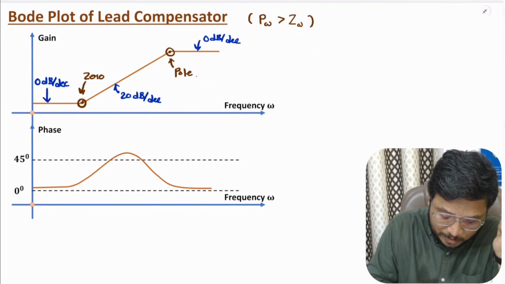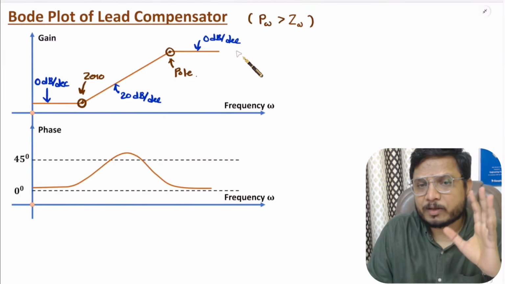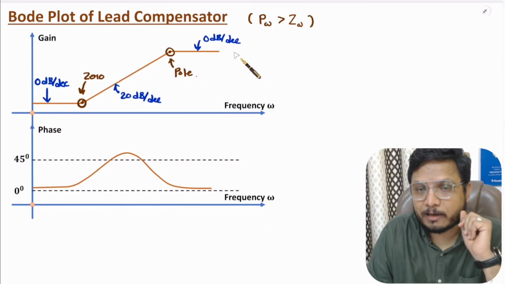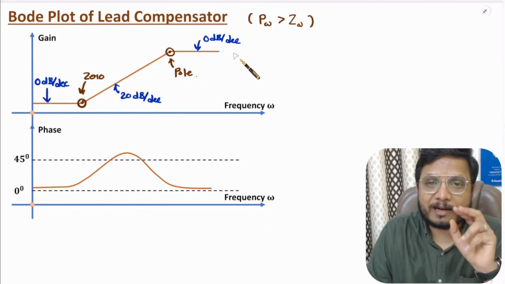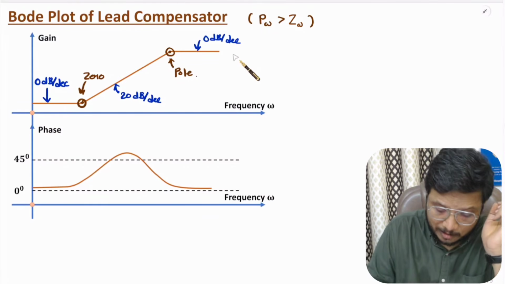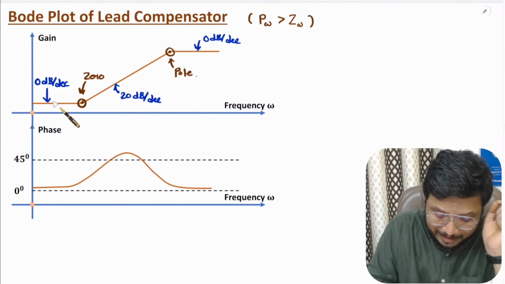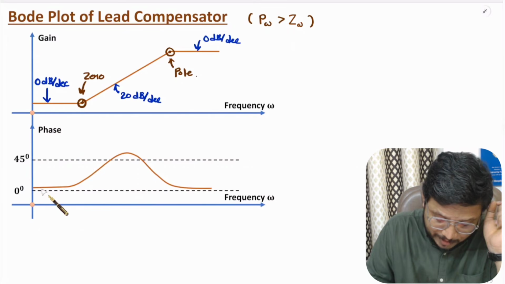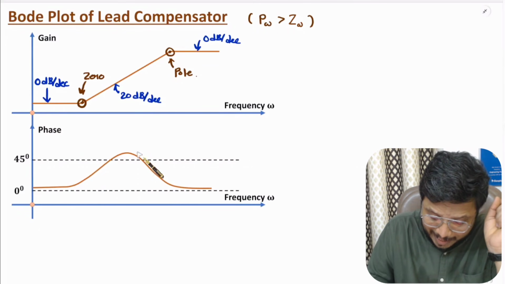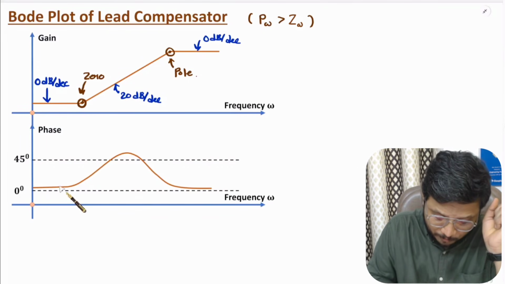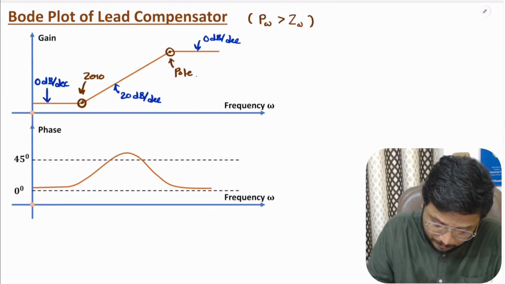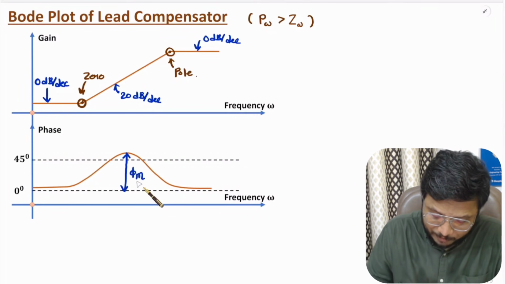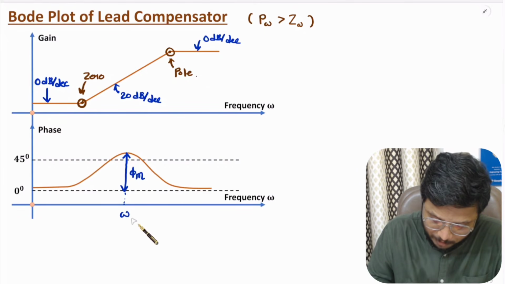Now if you carefully observe, this frequency response is similar to the frequency response of a high pass filter. Earlier I told you a lead compensator acts like a high pass filter. So based on this frequency response on the Bode plot, one can understand it is acting like a high pass filter. If you observe the phase response, here phase is added due to the lead compensator. You can observe here phase is added, and here we have the maximum phase phi m, and that happens at the frequency omega m.